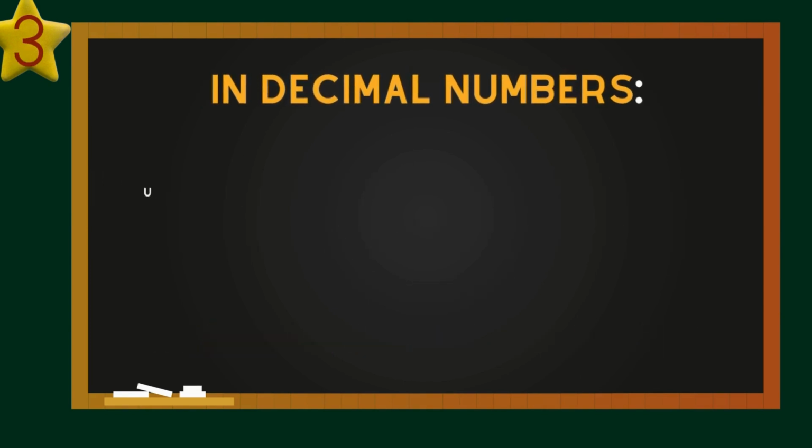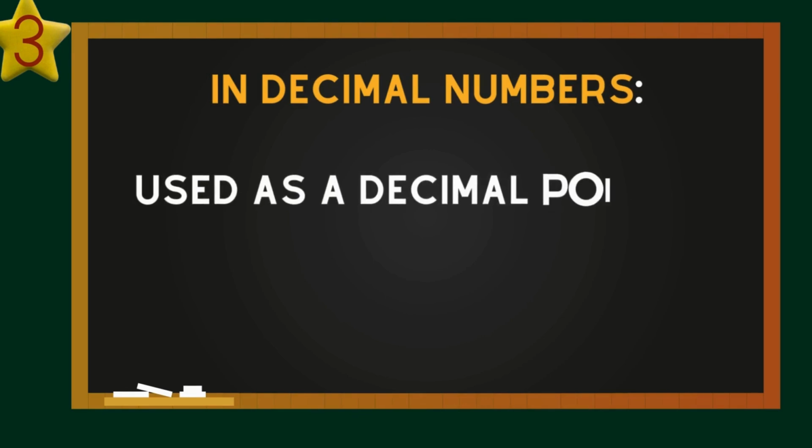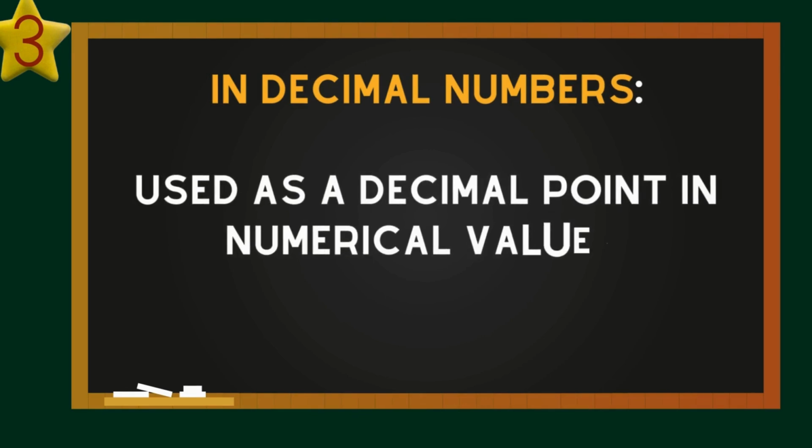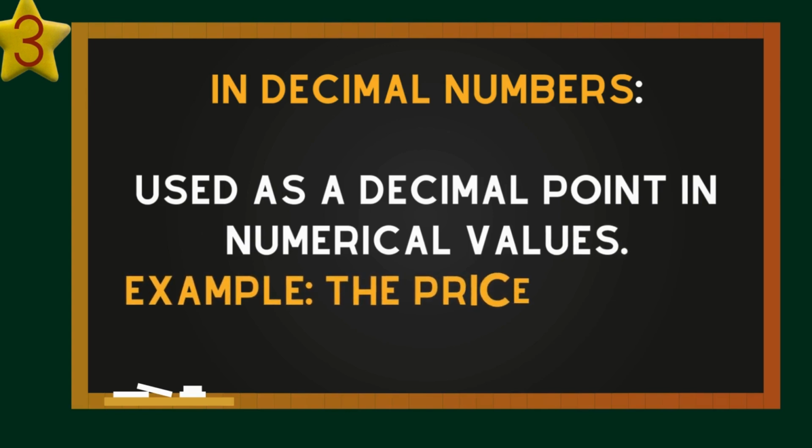The third use of full stop is in decimal numbers. It is used as a decimal point in numerical values. For example, the price is $10.99.